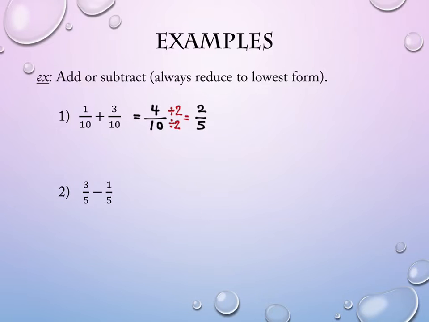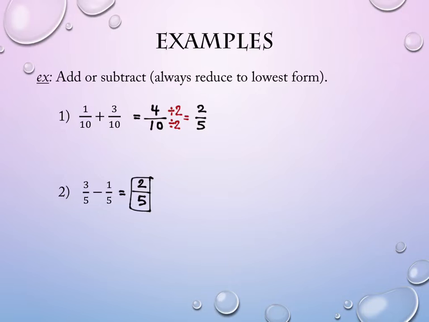Subtraction works exactly the same way. We subtract straight across the top. So since the 5's match on the bottom, 3 minus 1 is 2. And my denominator is 5, the same as it was before. And I promise you not all the answers are 2 over 5. But these both were. Now 2 over 5, just like on the last one, is in simplest form, so there's no reducing to happen on that one, right?